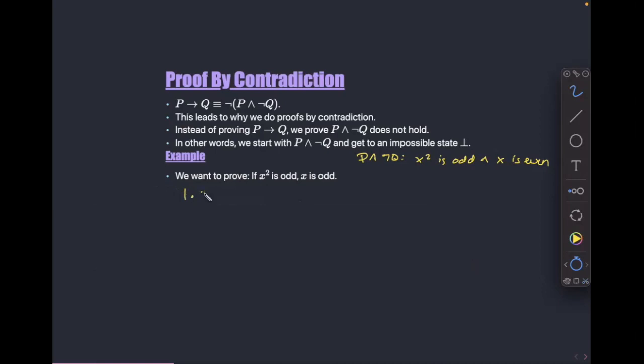So I'm going to do just my P here. X squared is odd. And then my not Q here. So X is even. And again, remember, I'm going to do this as an assumption. And I'm actually going to start with line 2 with this reasoning about X being even.